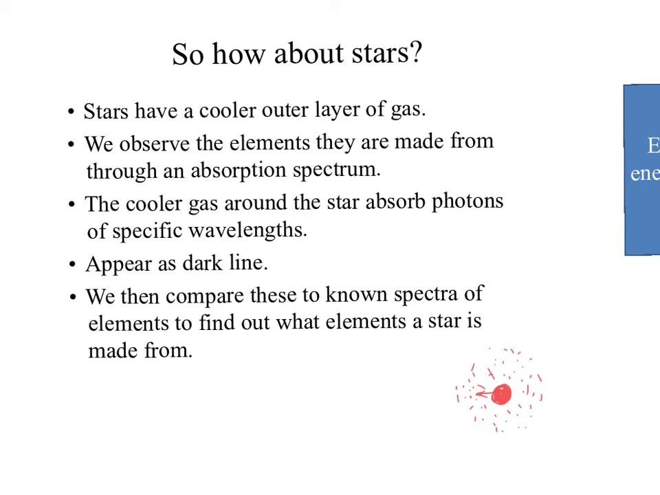So what you will see is that the cooler outer layers of a star will absorb photons of specific wavelengths, which will appear as dark lines, and then we compare this to the known emission spectrum, to be more particular, of elements to find out what elements a star is made from.